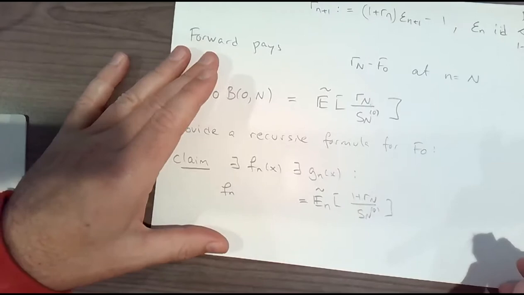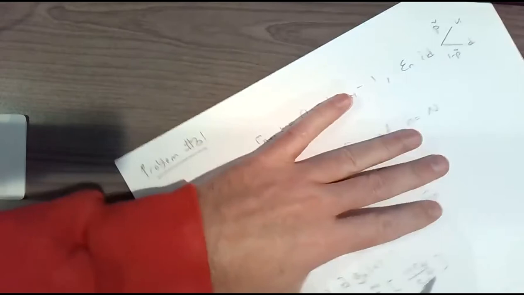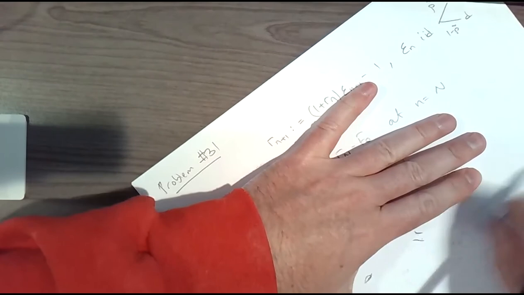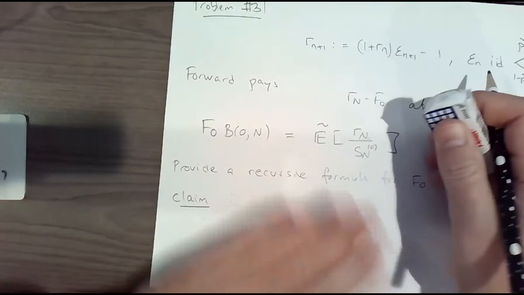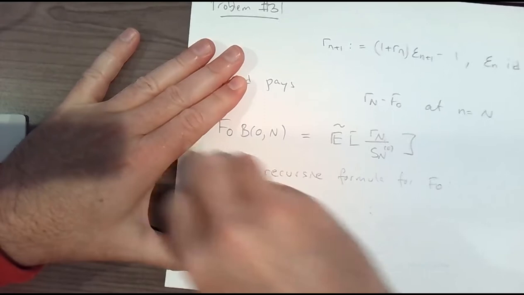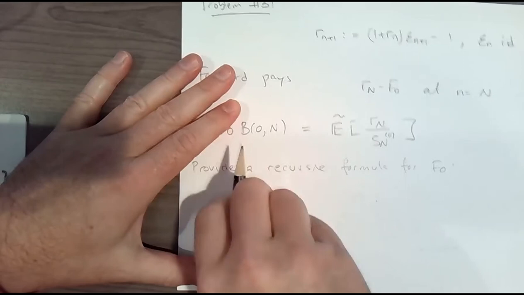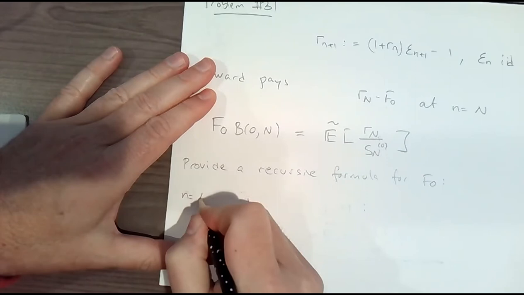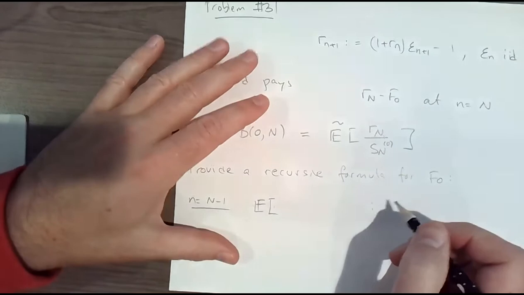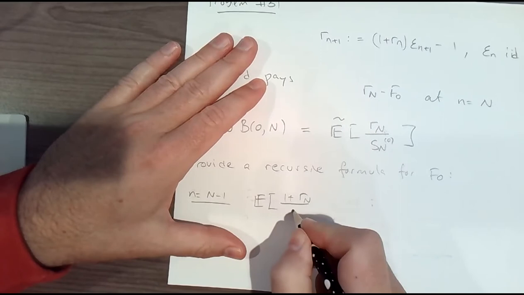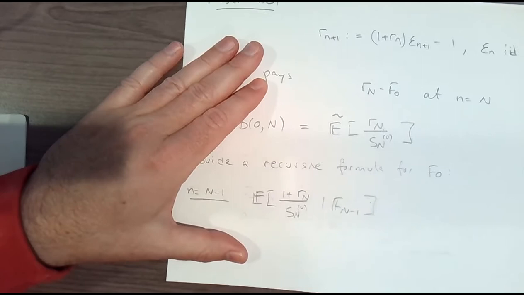Maybe we should take it one step at a time. How do we get started on something like this? Well, what we need to do is we need to use the definition of Rn. So let's move it back one step at a time. So let's look at n equal to n minus one. Look at the conditional expectation of 1 plus Rn divided by Sn, conditioned on Fn minus one. So move it back just one step and see what we can get out here.